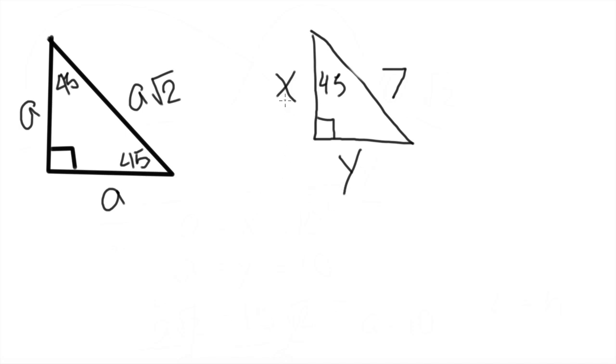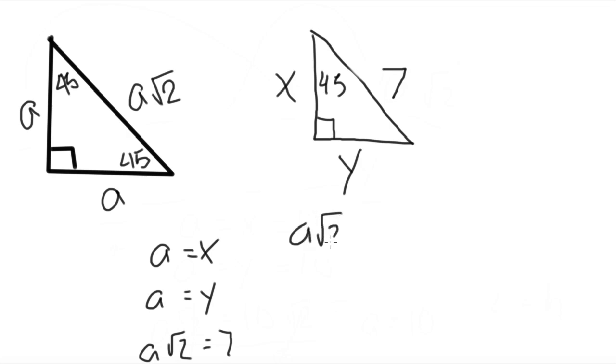So we're going to set everything equal to each other that we know is equal to each other. So we're going to set a equal to x, we're going to set a equal to y, and we're going to set a root 2 equal to 7. And just like before, we're going to go to the equation that only has one variable in it, which is the one focusing on our hypotenuses. I'm going to rewrite that over here. A root 2 is equal to 7.